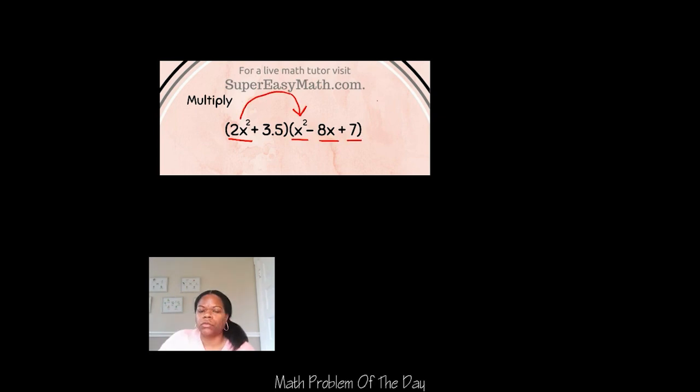So in this case, we're going to take the 2x squared and multiply it by the x squared. Then we're going to take that same 2x squared and multiply it by the 8x. Then we're going to take that same 2x squared and multiply it by the 7. So let's see what that looks like. It looks like 2x to the fourth, because the exponents just get added, minus 16x to the third.